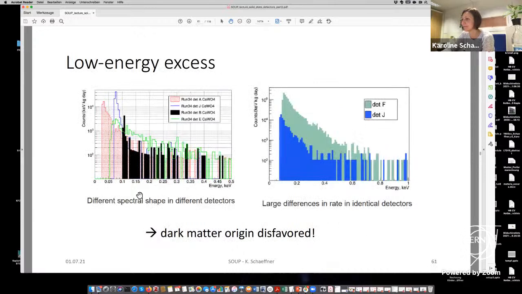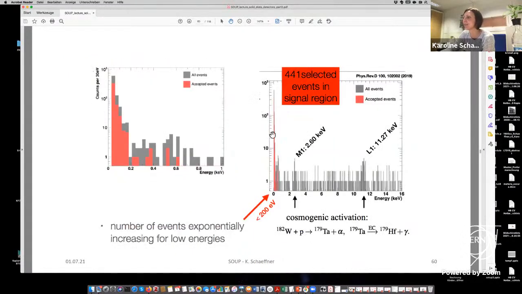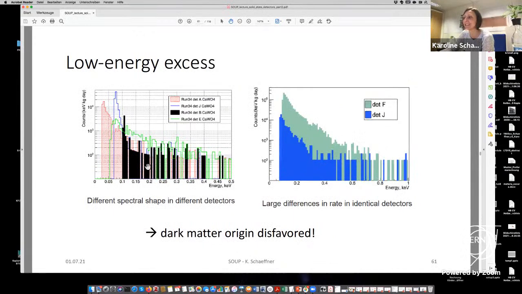And if you look then at different detectors at these really low energies, you see they all have a different shape and a different rise, so they're not really compatible, and also the rate is quite different. Because in the beginning, of course, if you see something like this, you can say, well, could it also be maybe dark matter? But the spectrum should be flat and featureless, right? So who knows? But if you then look in detail, you see that this is rather disfavored to have a dark matter origin.